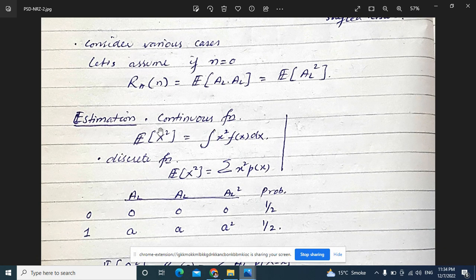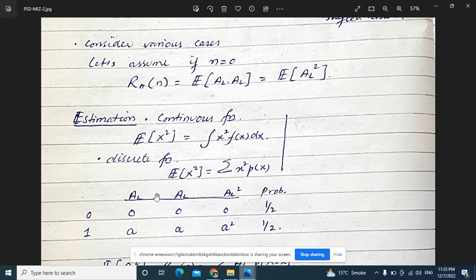And you know that the estimation of a continuous function can be written in terms of the integral of x square f of x dx. But if it is a discrete function, you can write the estimation in terms of summation, so the summation of x square times the probability of x. So we have two bits, 0 and 1.